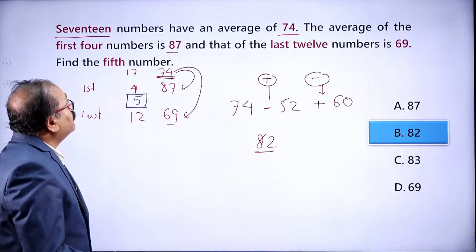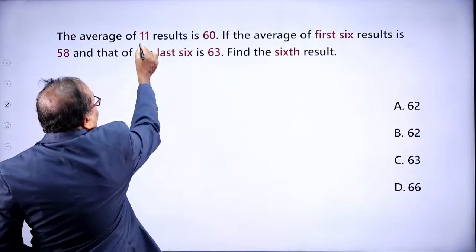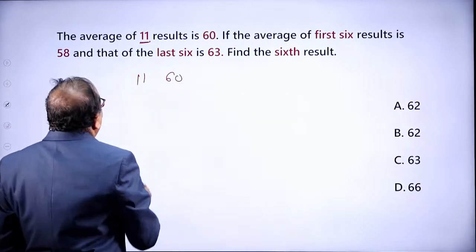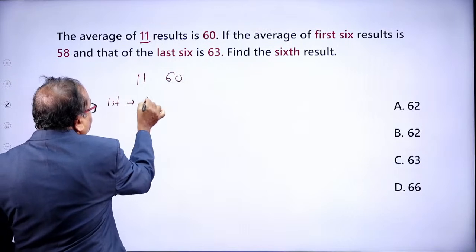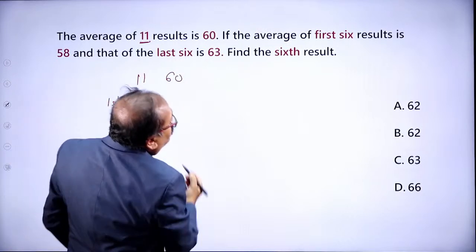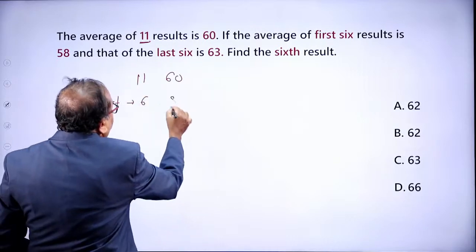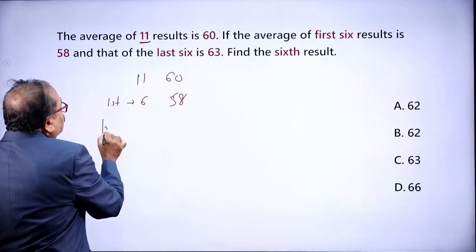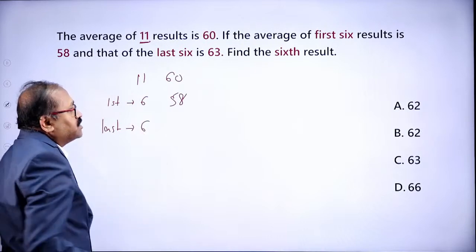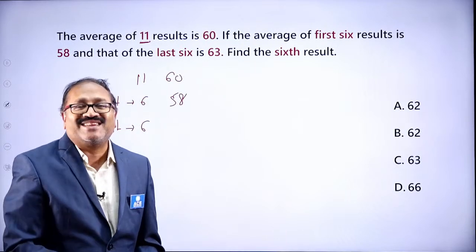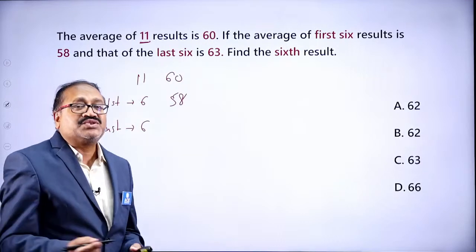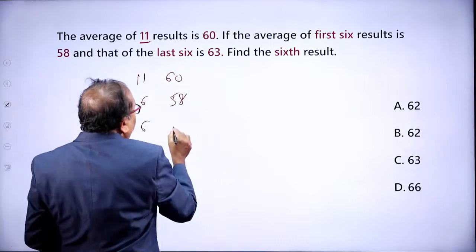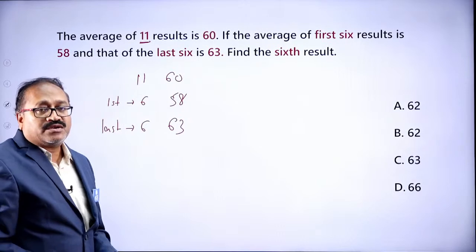Moving to the next question here. The average of 11 results is 60. It says the first 6 results' average is 58. I'm just writing the question in this part. And it says that the average of the last 6 is 63. You people know that these questions are frequently asked in the exam, so we will do it with a very short approach here. I will go with the shortcut here.